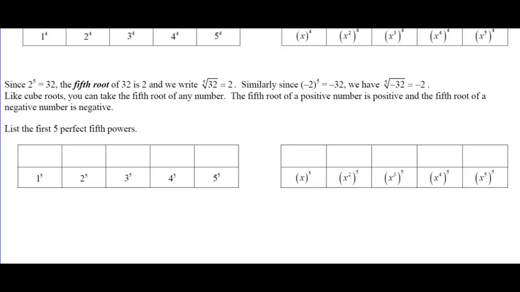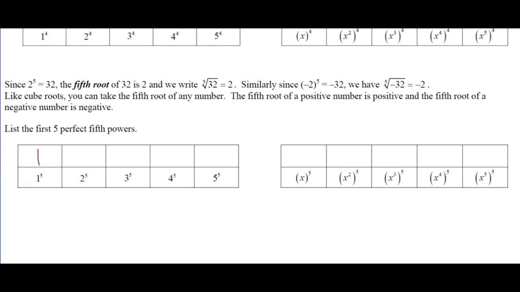So odd roots, you can take the odd root of a negative number, right? You can't do even roots of negative numbers. So like cube roots, the 5th root of any number, or the 7th root, or the 9th root, or the 11th root, and so on. The 5th root of a positive number is positive, the 5th root of a negative number is negative. List the first 5 perfect fifth powers.